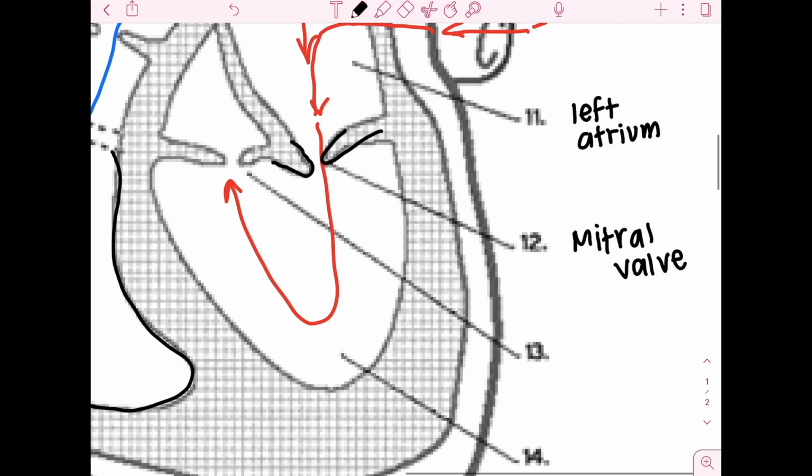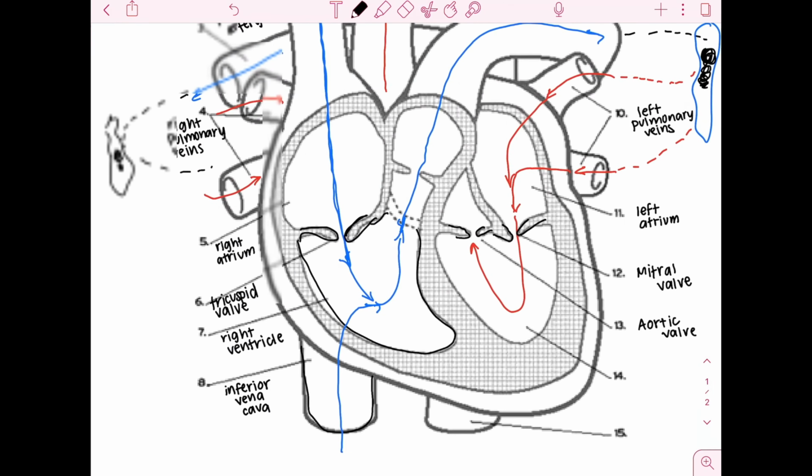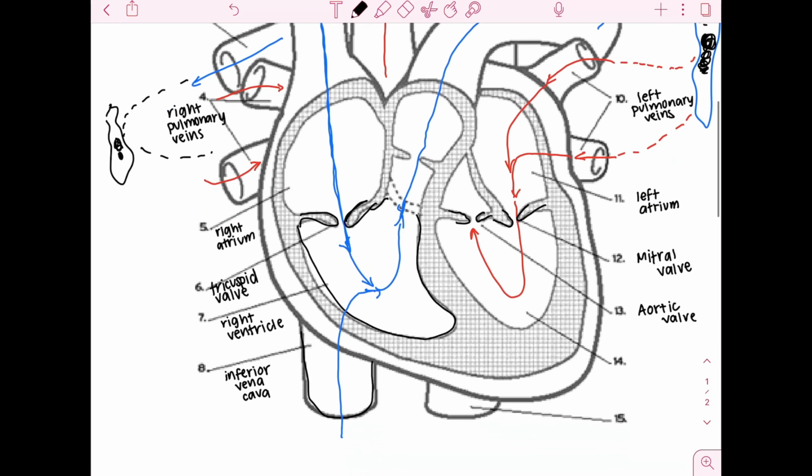Okay, number 13 is going to be another valve that we're going to discuss. This is going to be the aortic valve. Now, if you can figure out why it's called aortic valve right now, I just want you to pause the video, think about it, and then you can play this when you think you've gotten it.